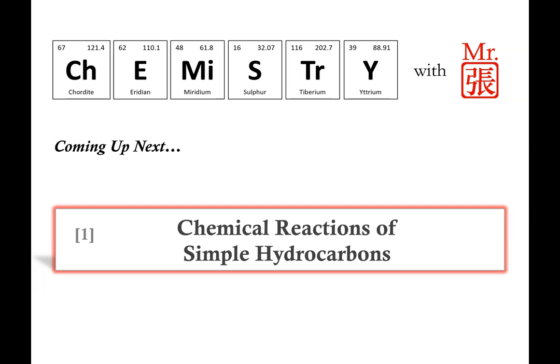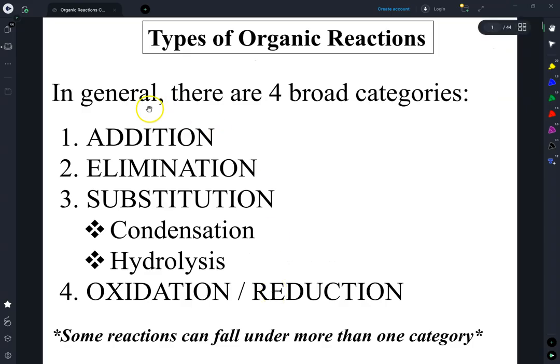In this video tutorial, we will introduce the concept of chemical reactions involving simple hydrocarbons. In general, there are four broad categories of organic reactions. They are the addition reaction, elimination reaction, substitution reaction, and the oxidation-reduction reaction, also known as redox. That being said, some reactions do fall under more than one category. For instance, many reduction reactions also fall under the category of addition reactions.